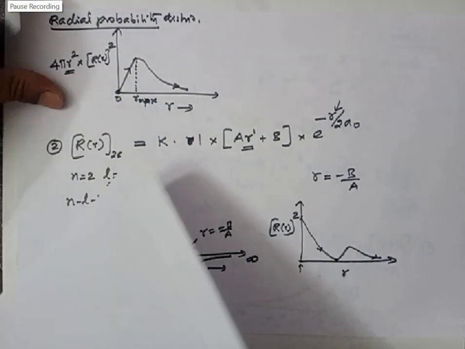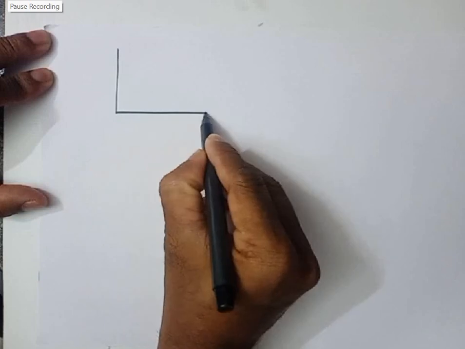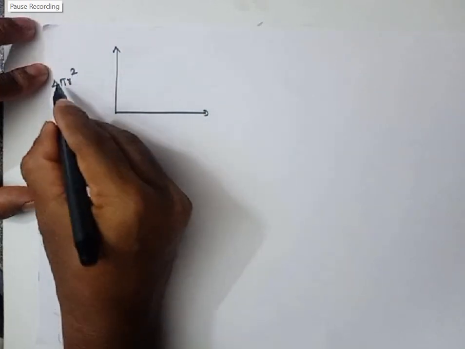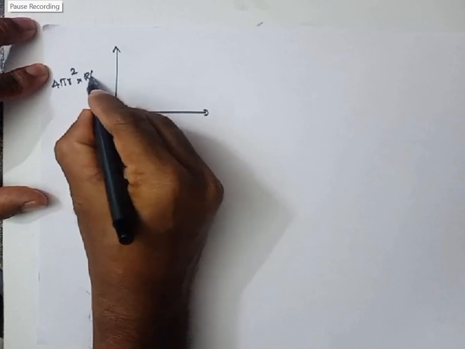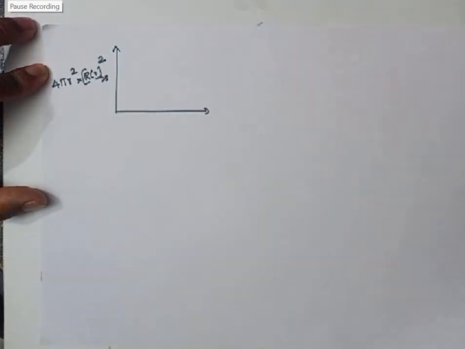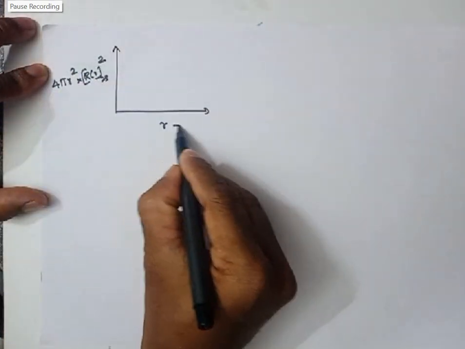For radial probability, you have to multiply by 4 pi r square. So you multiply 4 pi r square, that is surface area of the sphere, into radial part of the wave function, take the square for 2s orbital. Then plot this quantity versus r.